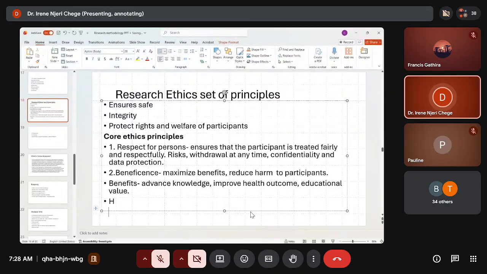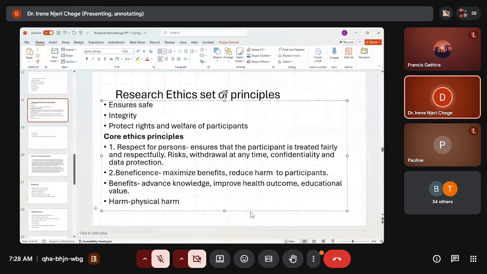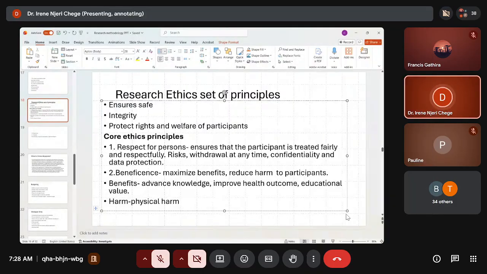When it comes to harm, what can we talk about? Harm can be different types of harm. You have physical harm. Maybe your study is unsafe. They are being injured during the study. Your participants have been injured during your study. That is an example of harm. Harm can also be psychological.